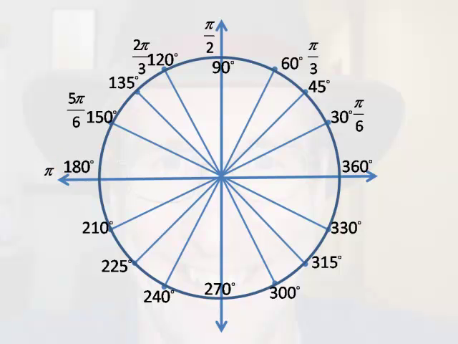Then we come on through, reducing when we can. 7 pi over 6, 8 pi over 6, 9 pi over 6, 10 pi over 6, 11 pi over 6, and finally 12 pi over 6, which is 2 pi.